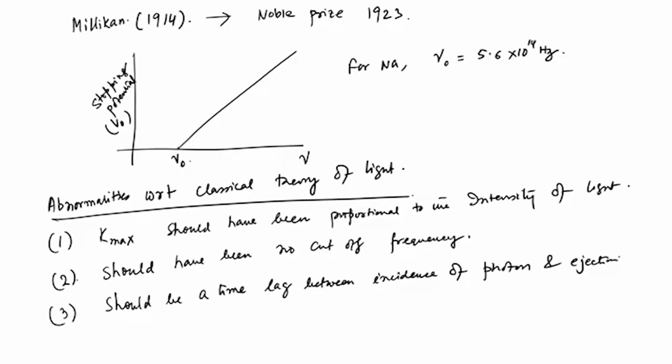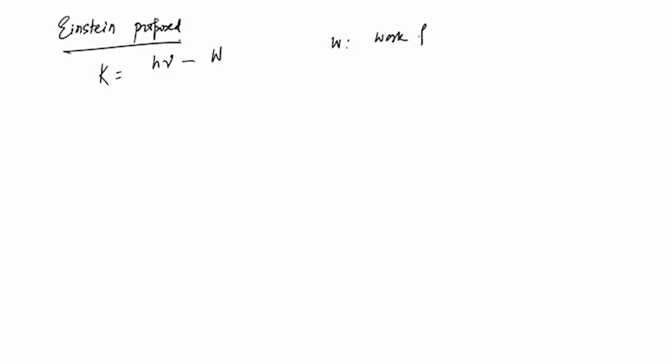But there is no time lag that was noted, and this is where Einstein came, and Einstein proposed that this kinetic energy of the electrons is equal to h nu minus some w, where w is called a work function. And what it means is that there is the work required to eject an electron from the metal surface.